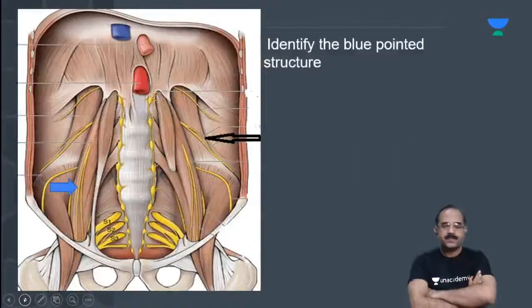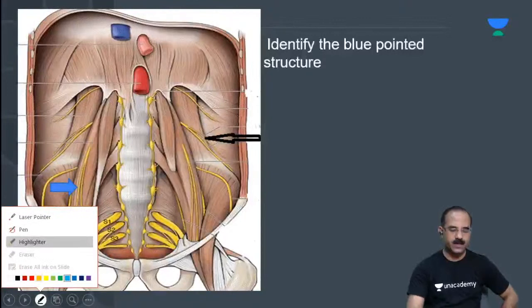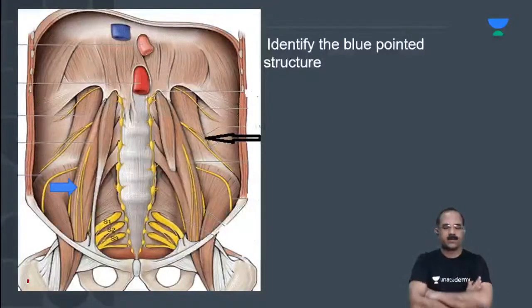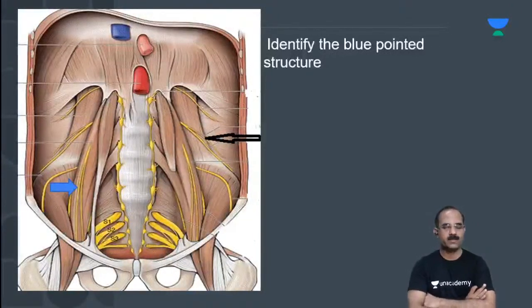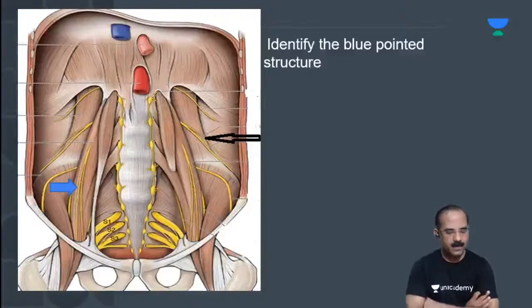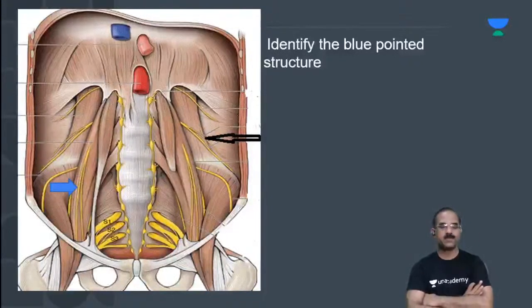See this now. Identify the blue pointed structure. Come on, there are plenty of things in the slide, okay? Let us analyze one of them. Yes, which is the blue pointed structure? What is that? Identify this, the blue pointed structure. What do you say? Keep on answering. I'm looking at the screen. Keep on answering. Till I get the right answer, I'll ask you.